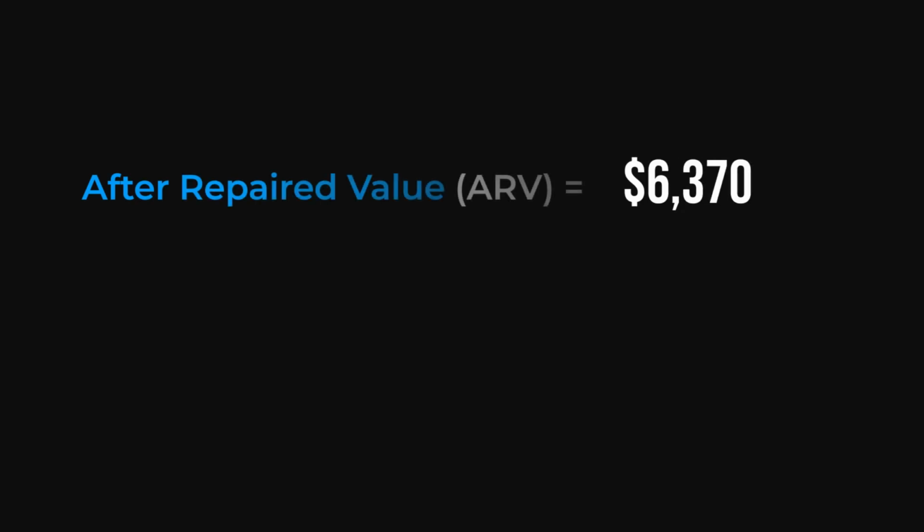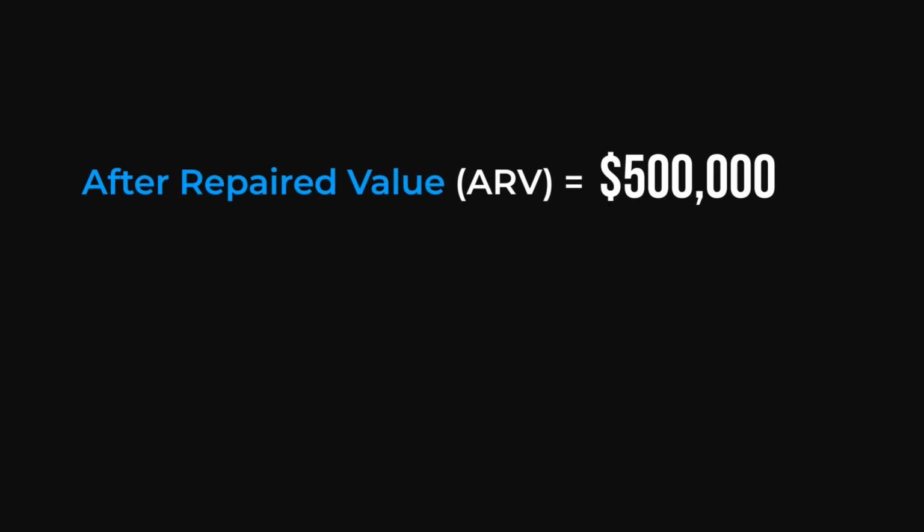Oh, I heard about that 70% rule. So tell us how exactly that works. Okay, well, let's say you find out the ARV, the after repaired value of the house in that neighborhood is, say, $500,000.